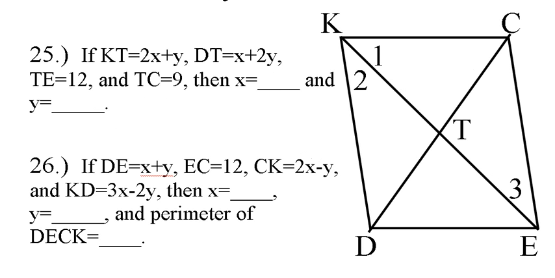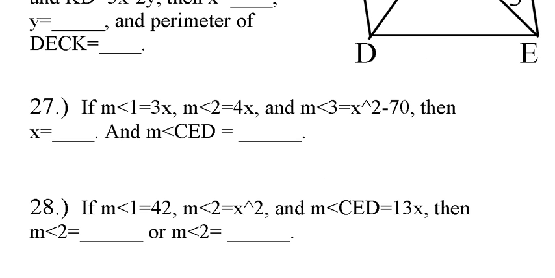Alrighty, we're getting somewhere now. Number 27, we have: if the measure of angle 1 is 3x, and the measure of angle 2 is 4x, and the measure of angle 3 is x squared minus 70, then x equals what? And the measure of angle CED equals what? Well, let's label this picture. I have to slide this picture up to be able to see again.